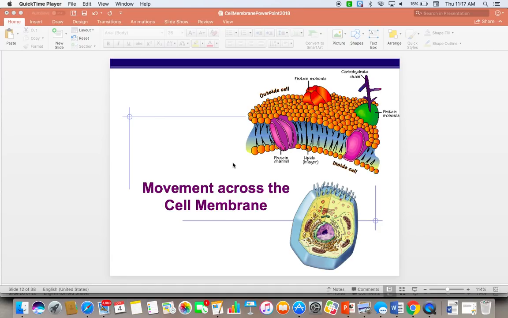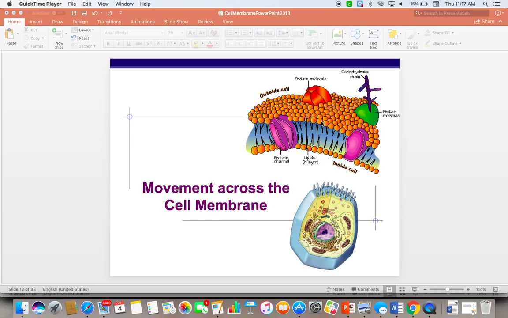Okay, this is a review for your membrane and membrane transport test. So first thing we're going to go over is membrane structure. Remember that the cell membrane is called the phospholipid bilayer. That's because you've got two layers of these phospholipids here.